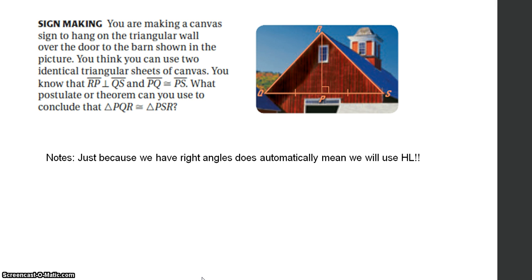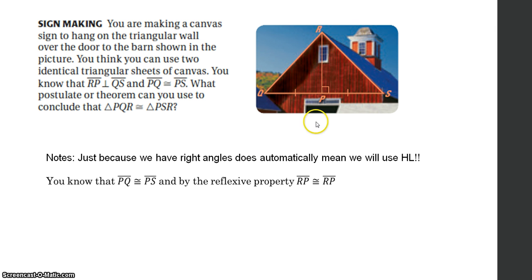Once again, I just want to make sure we understand that just because we have right angles does not automatically mean we use hypotenuse leg. So we know that segments PQ and PS are congruent to each other. So this piece here, PQ, is congruent to this segment here, PS. And we also know that RP is congruent to itself. So we have a couple of options here. Due to the perpendicular lines, we know that we have right angles.